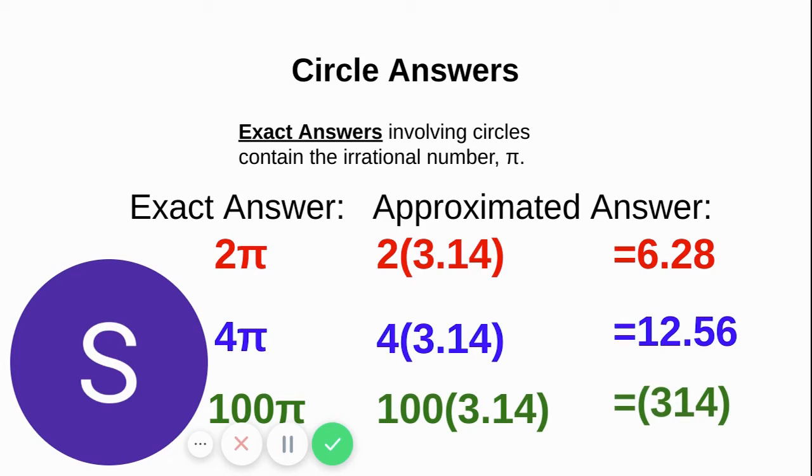So just know that if it's a circle problem, you're going to have to deal with that Greek letter pi, either by writing it in your final answer if you want to be exact, or by multiplying all the numbers you have times 3.14 to get the approximate answer. Approximate is what you would use in day-to-day life and applications.